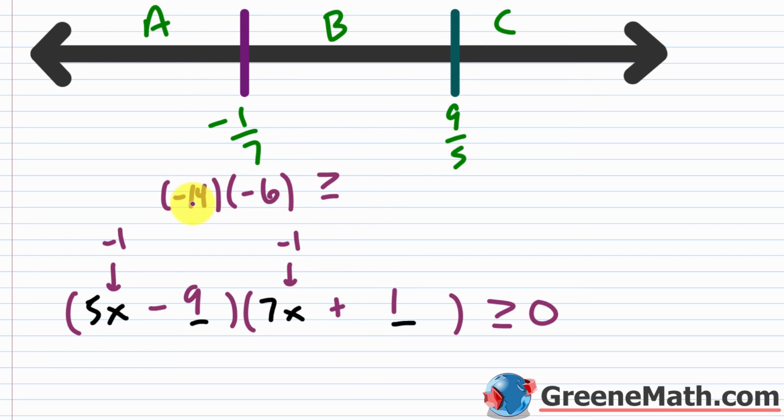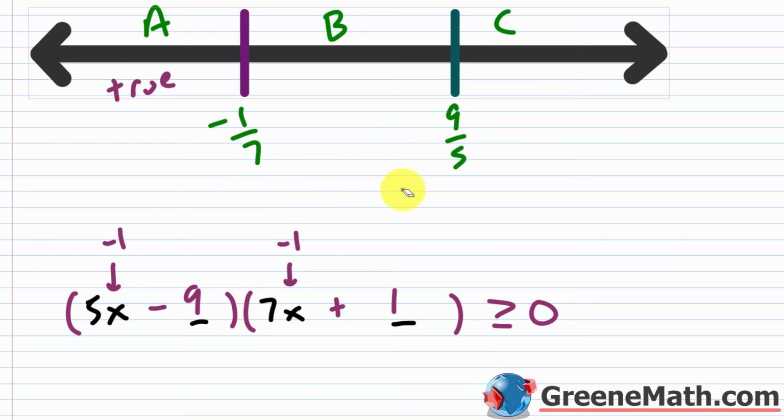So again, this is a negative times a negative, which is a positive. We don't actually care what the result is because a positive is always greater than 0. So you can just say this is true. Just in case you wanted to know, you could punch that into your calculator and you would get 84. Okay, so 84 is clearly greater than 0. So let's get rid of this.